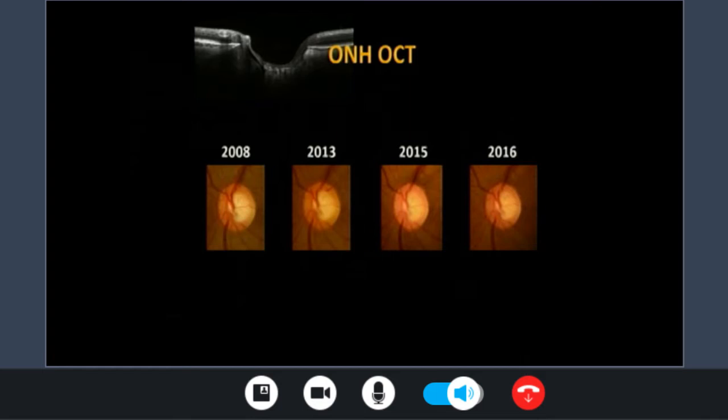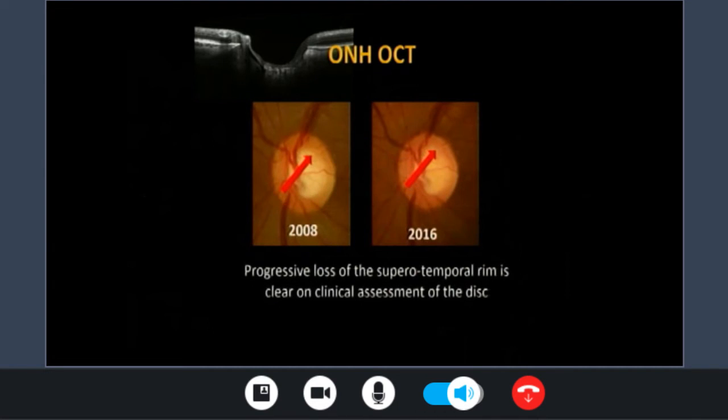And that's the disc photo showing us the thinning of the rim superiorly, as you can appreciate here. That's the rim in 2008, and that's the rim in 2016. You can see the disc hemorrhage here, followed by another disc hemorrhage, a nerve fiber layer defect, and the previous nerve fiber layer defect. That's the change of the rim in 2008 and 2016. So there is some significant loss.